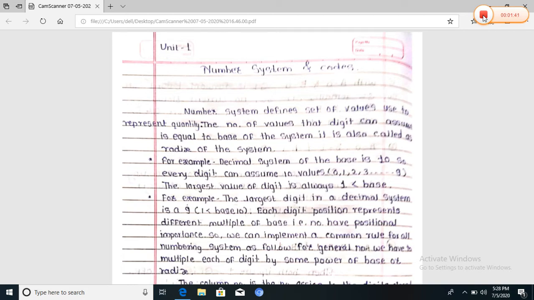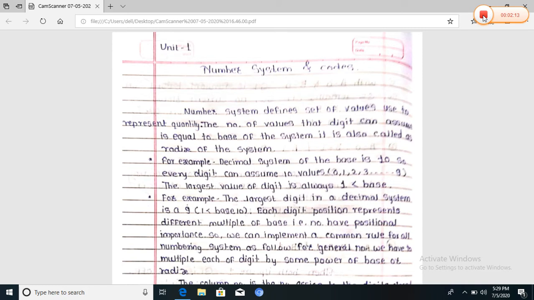There are various number systems and their bases. A digital system uses digital signals, and the system that processes digital signals is known as a digital system.